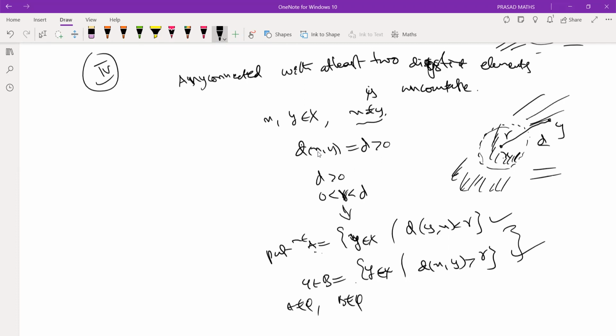What is A? A is inside, B is outside. Therefore, A intersection B is empty. And A and B are what? Actually open sets, because it's an open ball, and B is outside of the open ball. Therefore, A and B are two open sets.